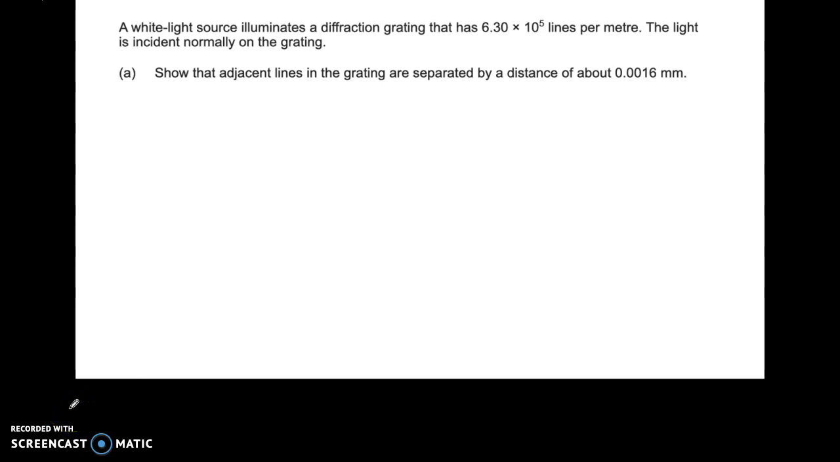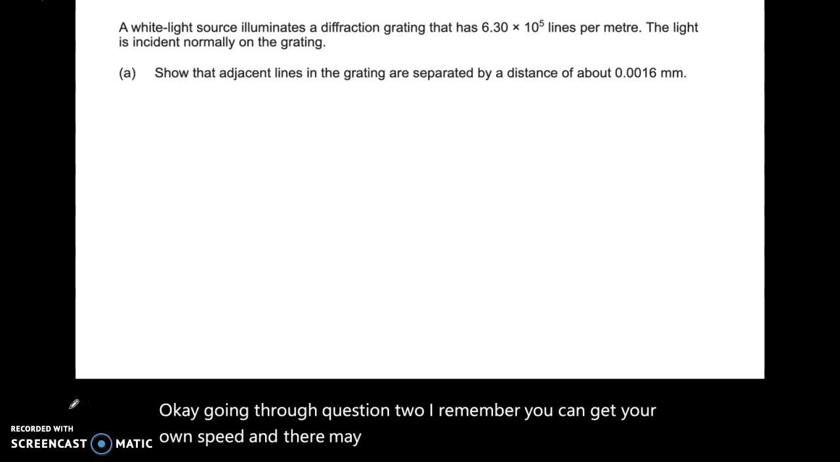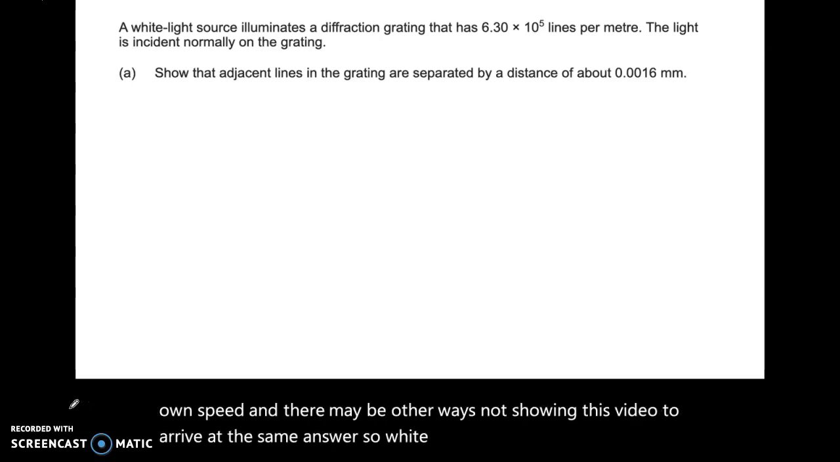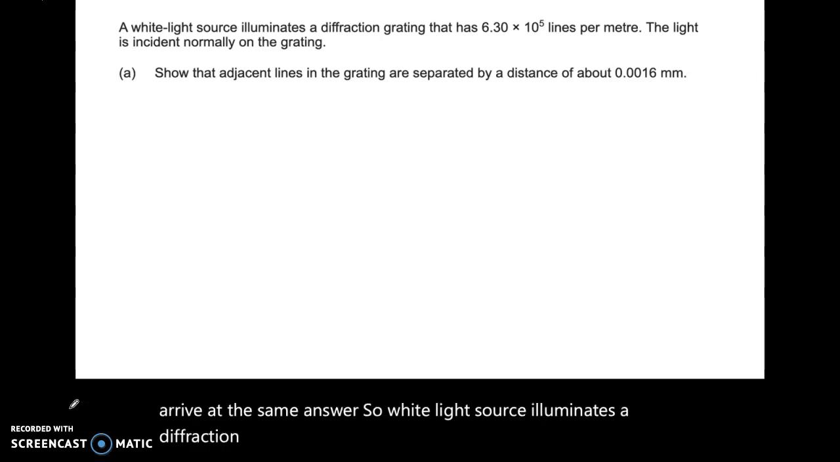Okay, going through question 2A. Remember, you can go at your own speed, and there may be other ways not shown in this video to arrive at the same answer. So a white light source illuminates a diffraction grating that has 6.30 times 10 to the 5 lines per meter, a lot. The light is normally incident on the grating.